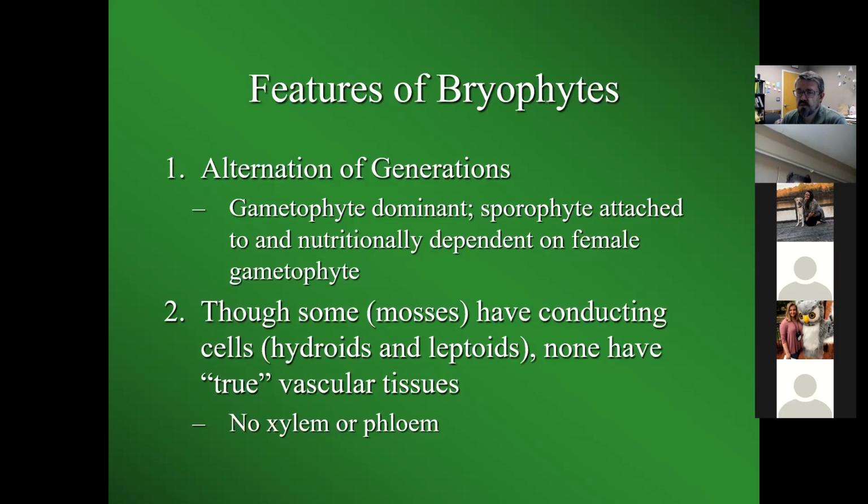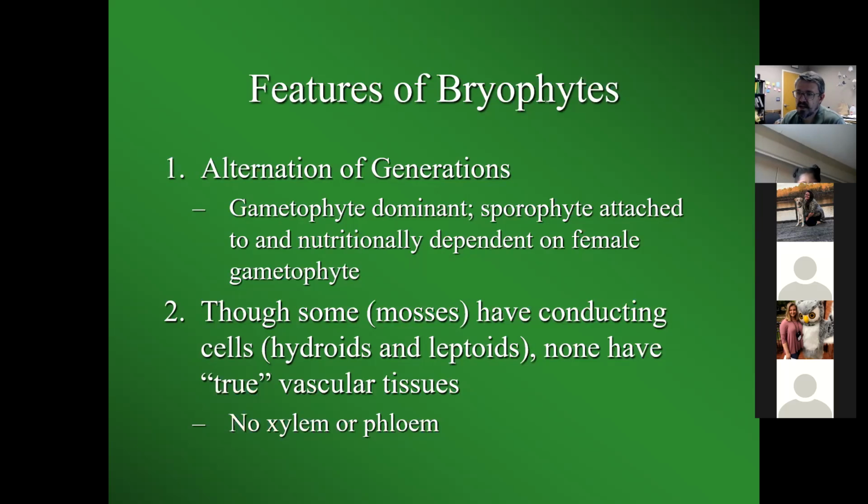So the plant that we see, when we see like a moss, is a single, it's like all the cells that we see that are gametophytic are haploid. They have one of every type of chromosome. There is a sporophyte, but it is attached to and dependent upon for nutrition on the female gametophyte. Okay, so it's going to be smaller and attached to it.